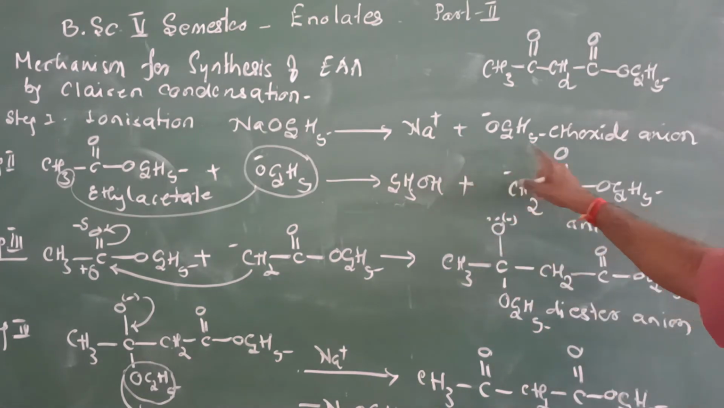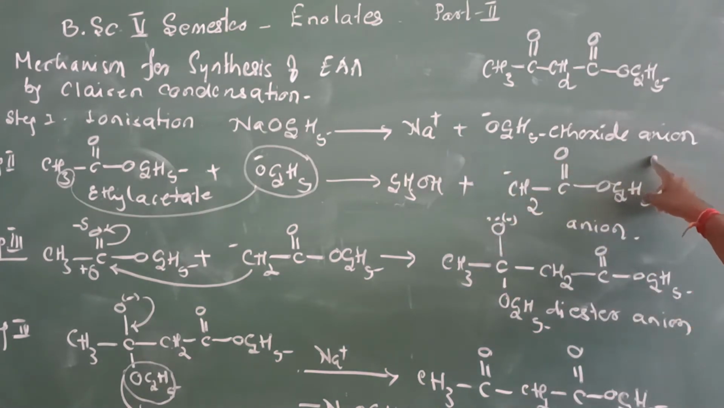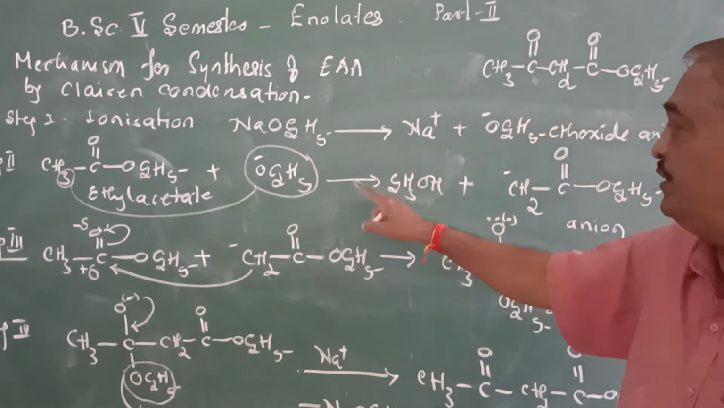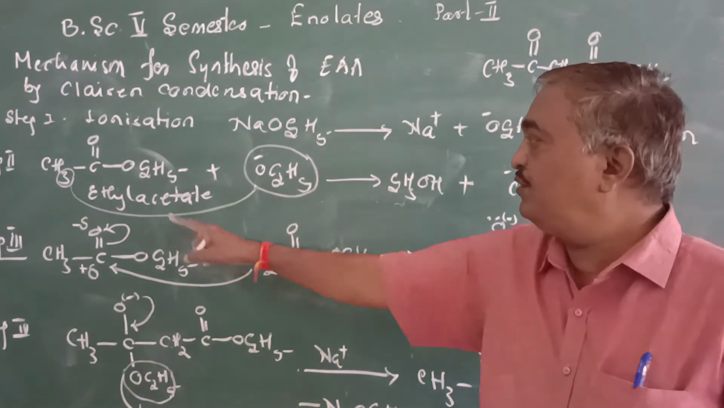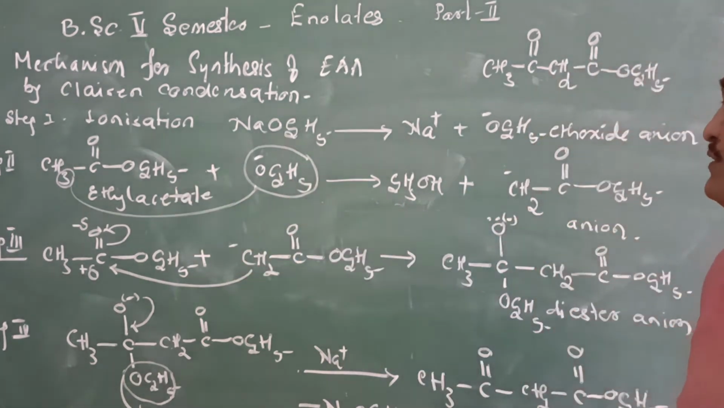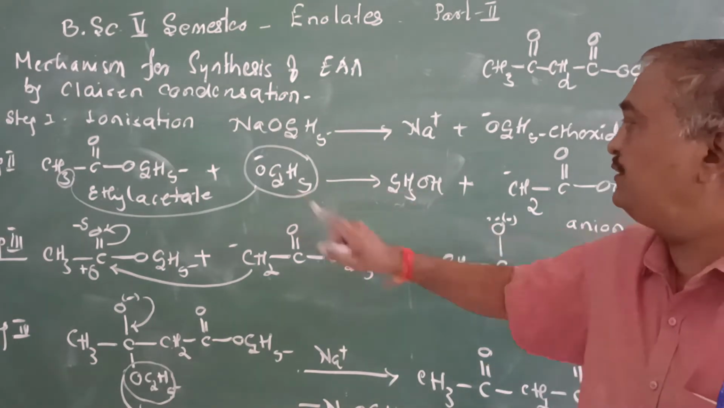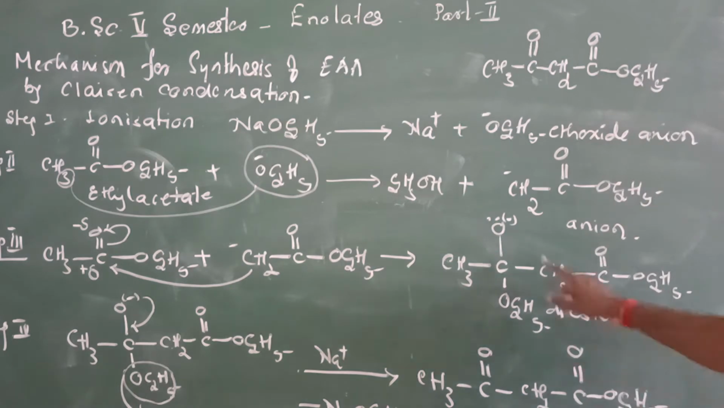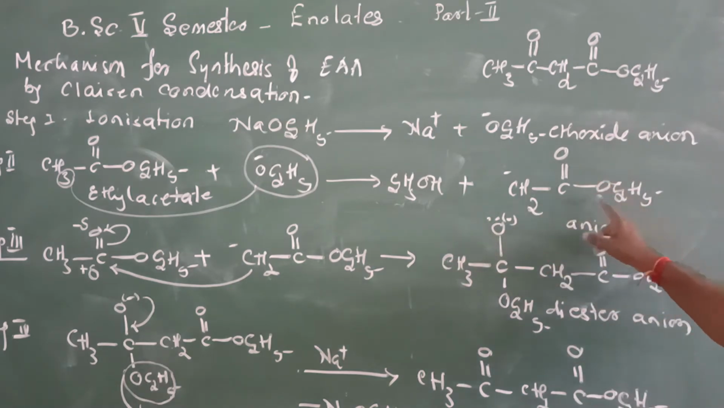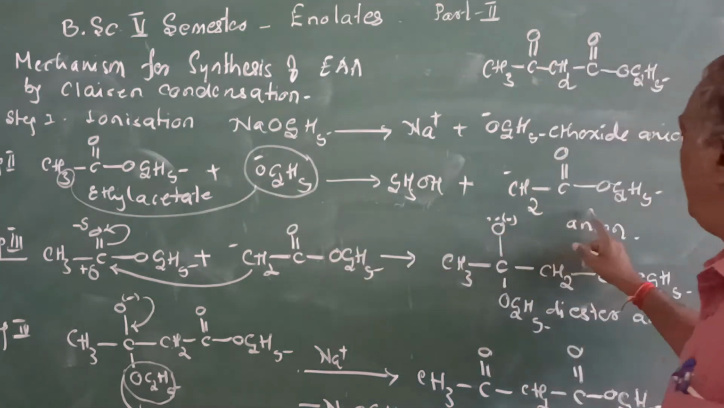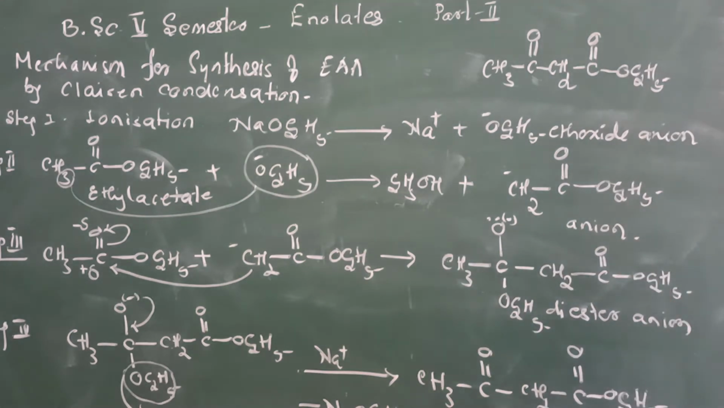The first step is ionization to form ethoxide anion. The second step is the OC2H5 minus will move towards ethyl acetate, whereby C2H5OH and CH2C=OOC2H5, the remaining part of this anion, will be formed. So here the anion is known as simply ester anion or ethyl acetate anion.